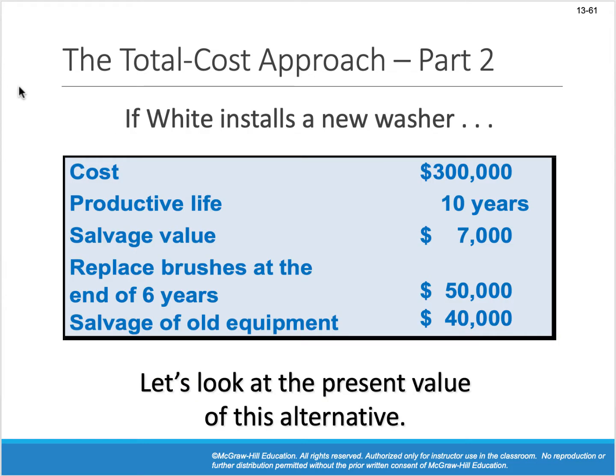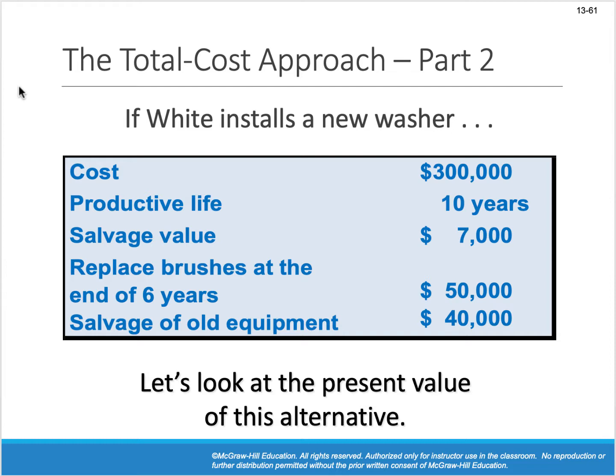Now, in addition to all that, we need to assume that the information we see here relates to the installation of a new car wash. So this is the new car wash. It's going to cost us $300,000, has a productive life of 10 years. There's going to be a salvage value of $7,000 at the end of those 10 years.